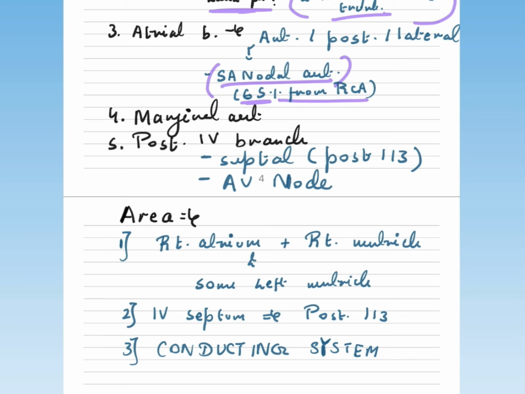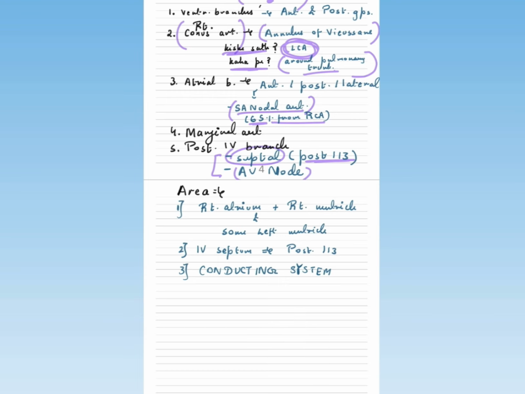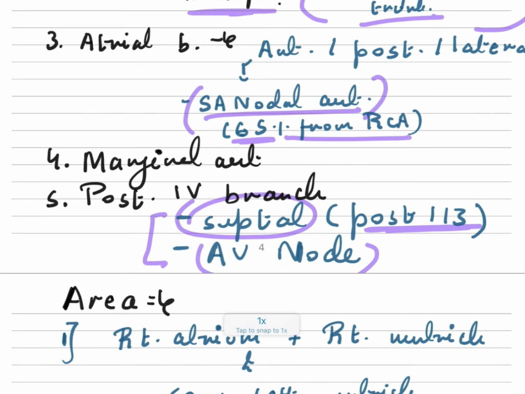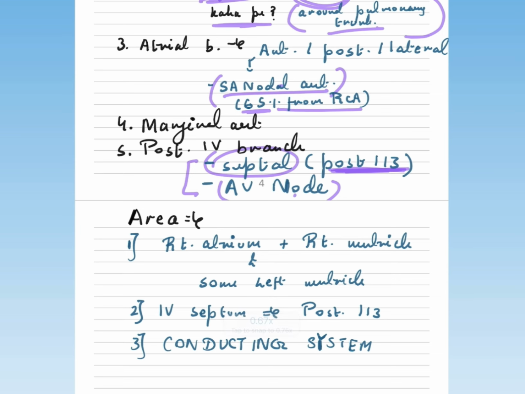Then the fourth branch will be the marginal artery, and the fifth branch will be the posterior interventricular branch. So the posterior interventricular branch supplies two areas. That is the septal, which is the posterior one-third area of the septum, and then the AV node branch. So essentially we can see here that both the conduction system, that is the SA nodal artery and the AV nodal artery, are supplied from the right coronary artery, and also the posterior one-third part of the interventricular septum.